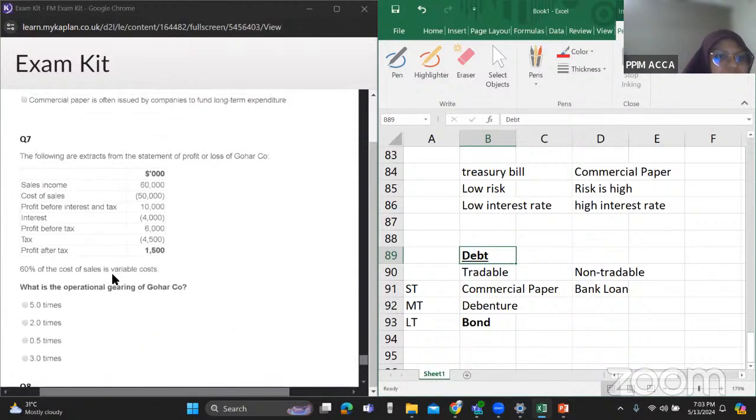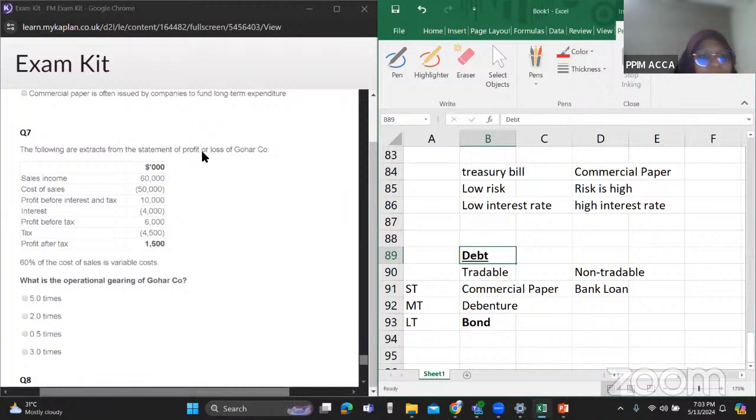Right, so it says here, the following extracts are from the statement of profit or loss for Goha Company. They're giving you the sales, cost of sales, profit before interest and tax, interest, profit before tax, tax and profit after tax. 60% of the cost of sales is variable costs. What is the operational gearing of Goha Company? What do you think?